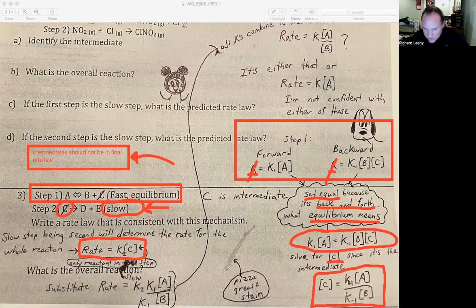And what do we do here? I wrote there's a pizza grease stain. I think that must have been a Friday. I think it's on Fridays.